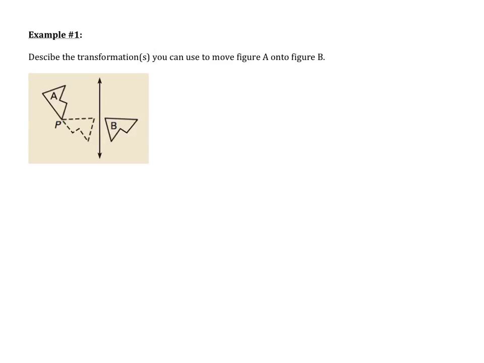So looking at this, A is first rotated about point P so that it becomes this dotted figure. So we first have to have a rotation about point P. So again, I'm rotating about this point, turning it this way, and then to go from our dotted figure onto figure B, I have to reflect it across that line. So it's a rotation about point P and a reflection across the vertical line. So again, our combination of transformations was a rotation and a reflection.